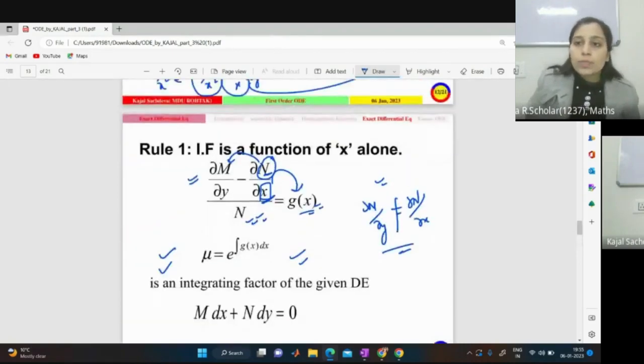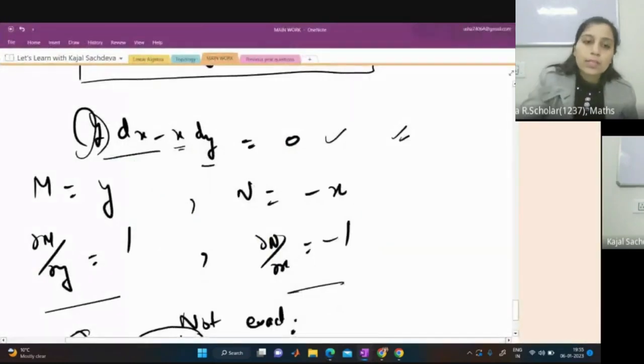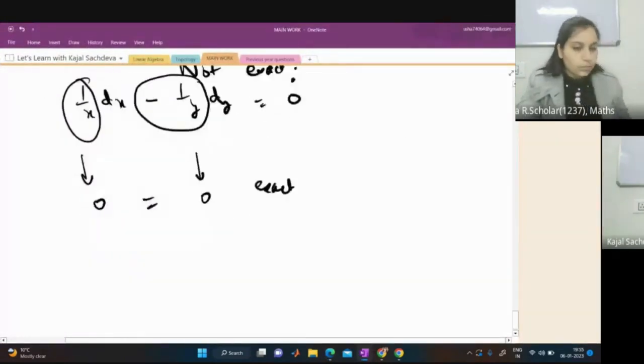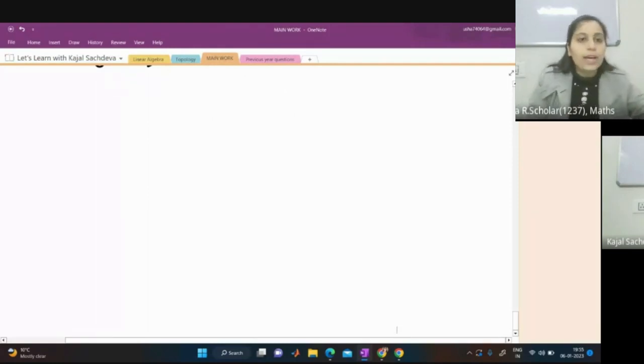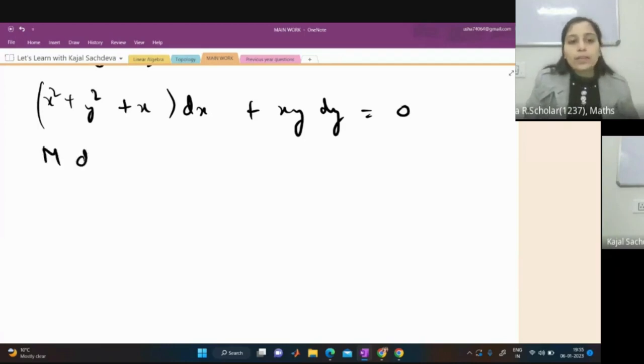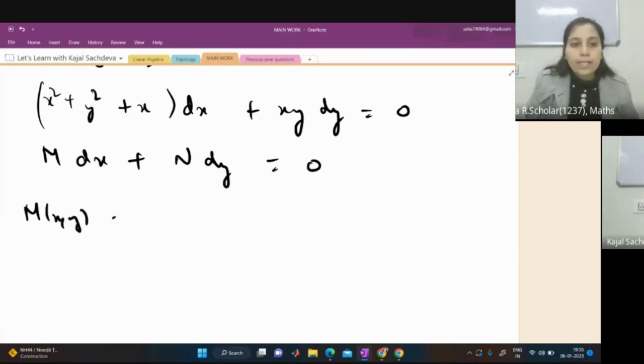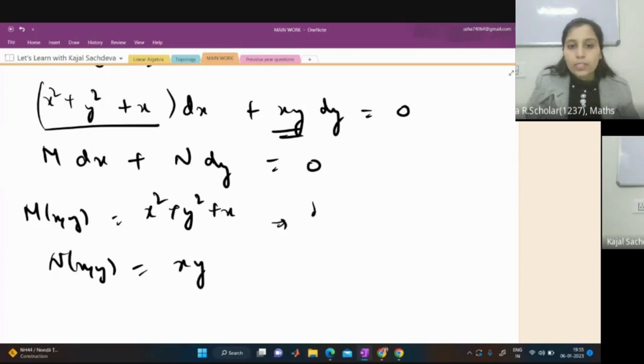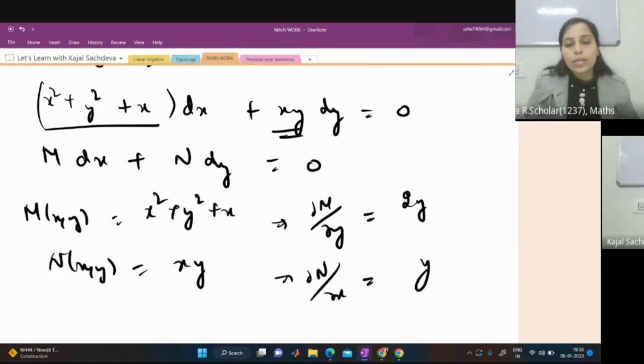So in both situations, let's have some questions based on this. We have a question: (x square plus y square plus x) dx plus xy dy is equal to 0. Compare it with M dx plus N dy is equal to 0. We have M equal to x square plus y square plus x, and N equal to xy. Just differentiate M with respect to y, and differentiate N with respect to x, we have y.